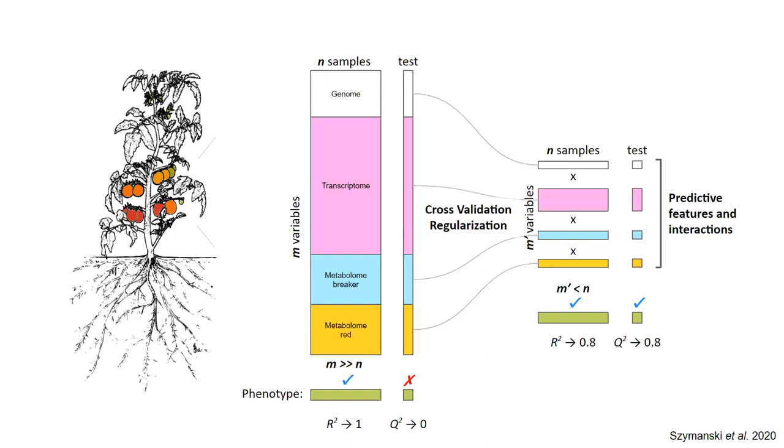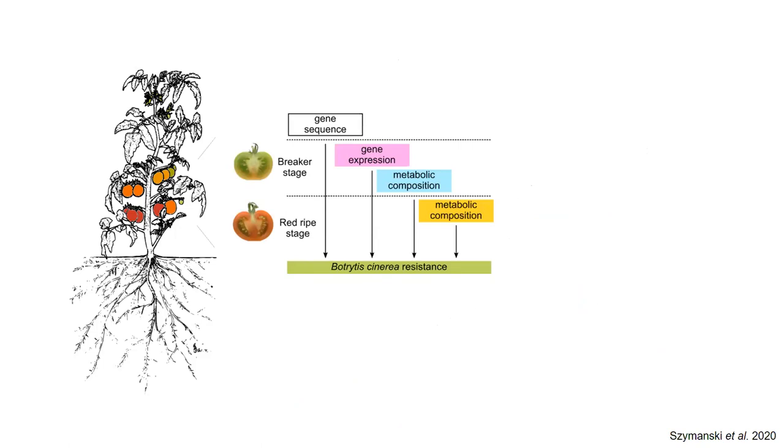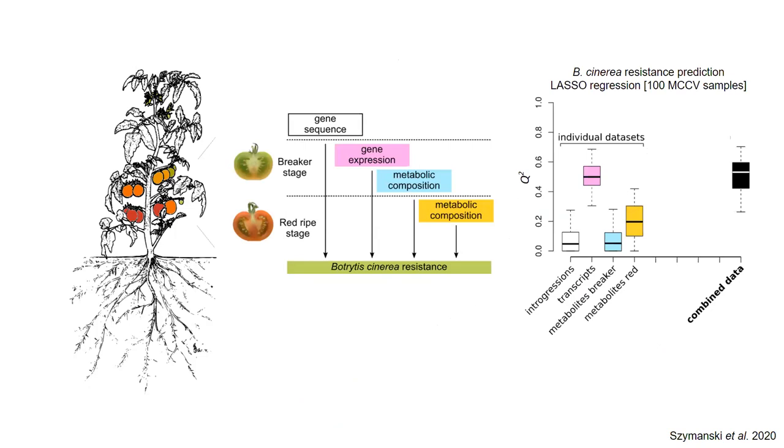Moreover, while selecting for these predictive features, we were able to select far fewer features than the number of samples. And whenever we have fewer parameters than observations, as you probably know, we can start to analyze the interactions between the variables. So we did it, and we started to describe the contributions of each of the data levels to the prediction of the phenotypes.